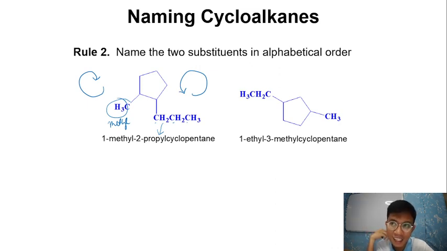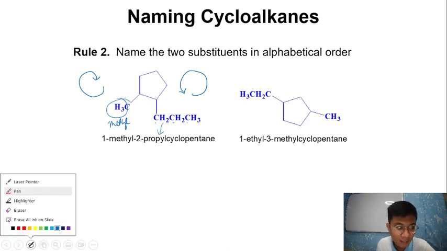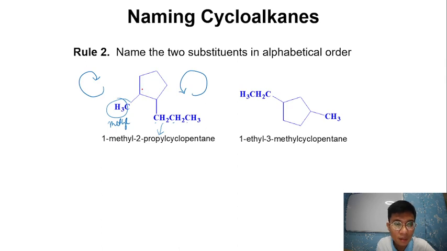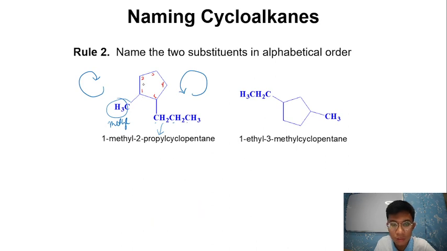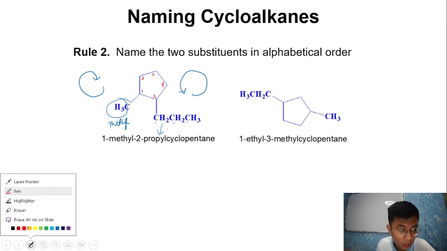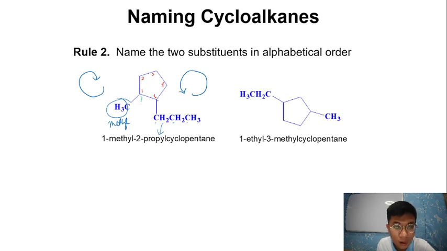May rule din tayo sa alkanes that you need to give the substituents a lower number. Explain ko siya fully para maintindihan niyo siya. Kapag clockwise, sabi nga natin, si methyl yung mauuna, so this is 1, 2, 3, 4, 5. Pero kapag counterclockwise yung ginamit natin class, it will become 1, 2, 3, 4, 5.